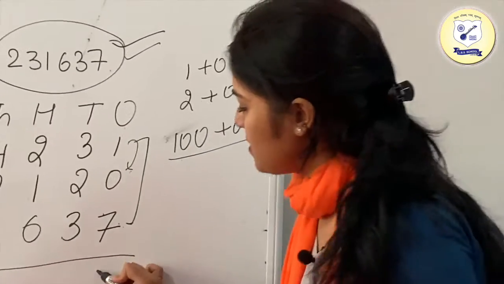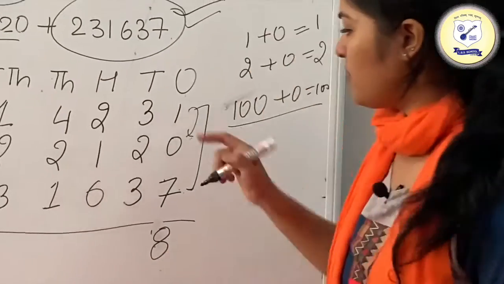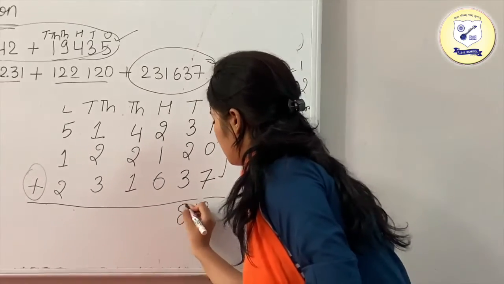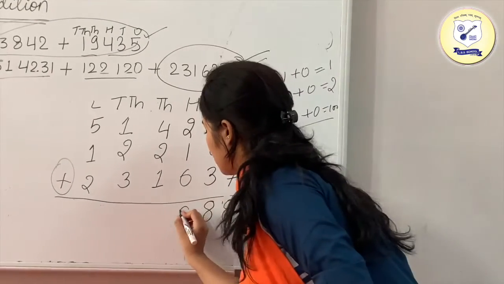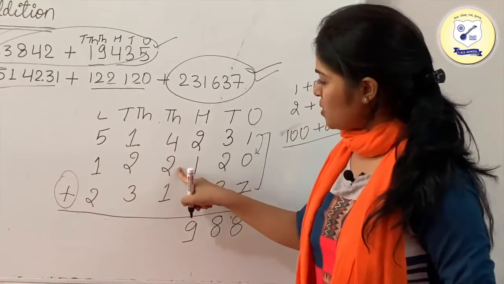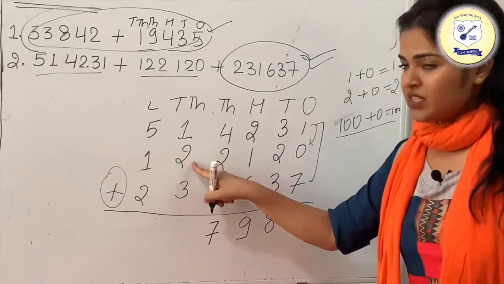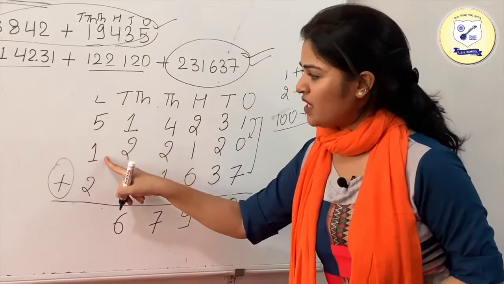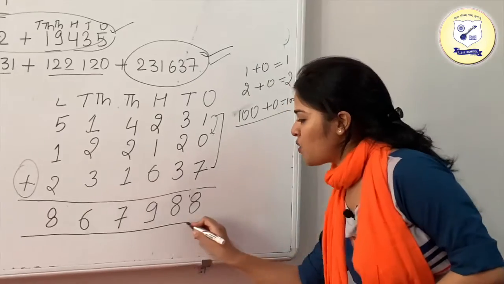1 plus 7 is 8. 3 plus 2 is 5. 5 plus 3 is 8. 2 plus 1 is 3. 3 plus 6 is 9. 4 plus 2 is 6. Plus 1 is 7. 1 plus 2 is 3. 3 plus 3 is 6. 5 plus 1 is 6. 6 plus 2 is 8. So this is your answer.